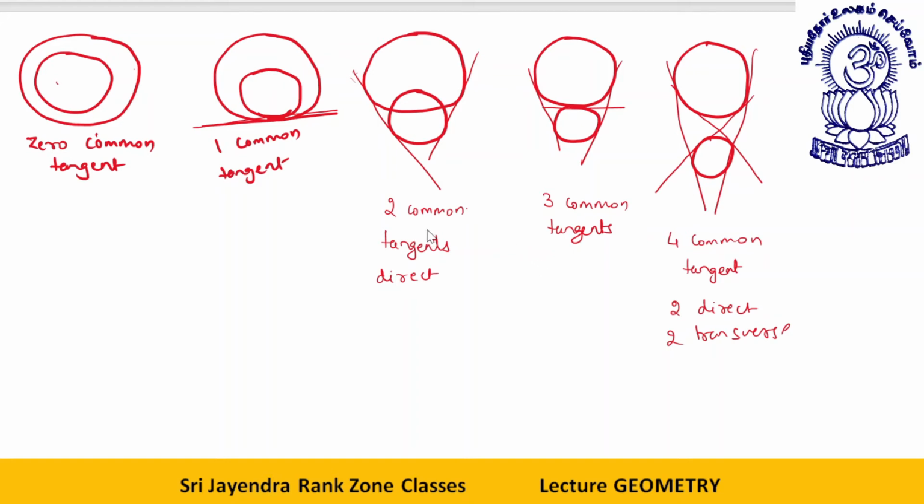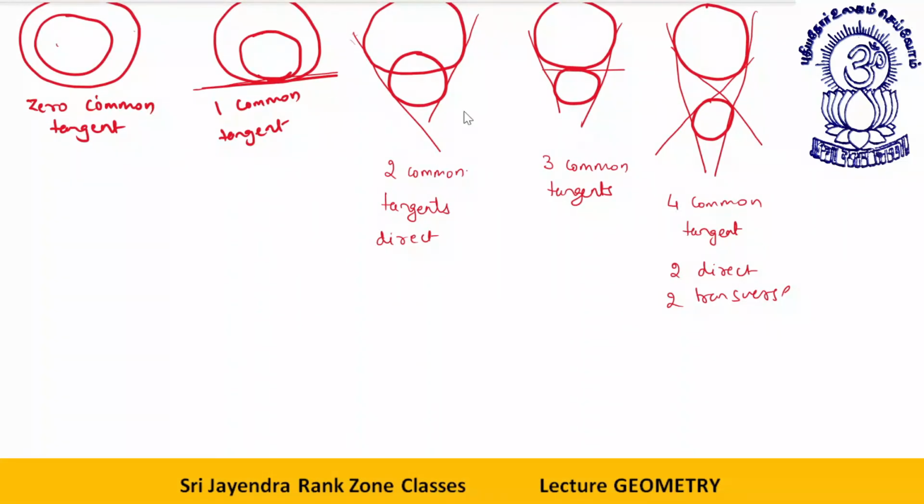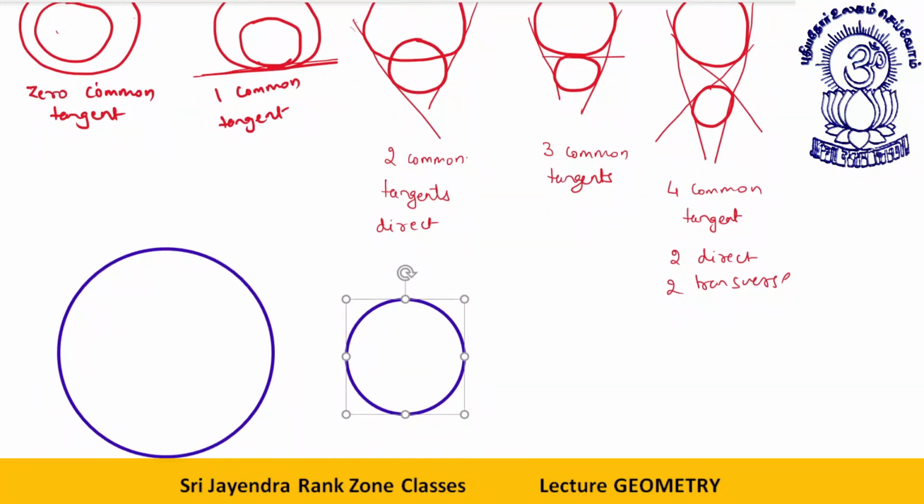Now we will come towards the process of finding the lengths of these tangents. Let's take the case of a direct common tangent first. Let me take two proper circles so that I may explain it clearly. Let's say this is the first circle. Here I take another circle, the second circle. We have to find the length of a direct common tangent.